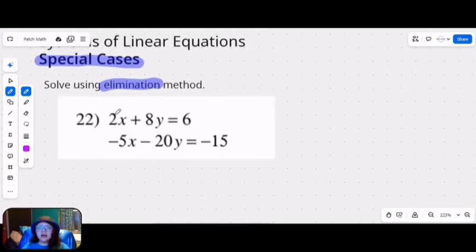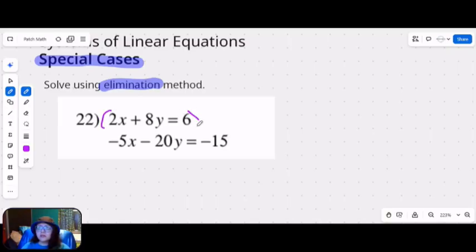Looking here, I see that I have a 2x and a negative 5x. I'm strategizing. Okay, just telling you what I think about. I got 8 and a negative 20. Which of those would be easier to get the same coefficient? I'm like, oh, my x's would be, because they're just smaller and easier to work with in my head.